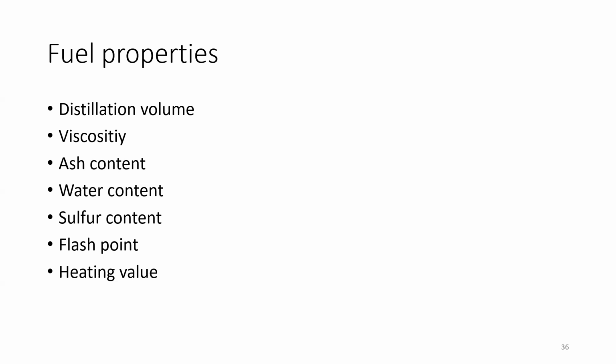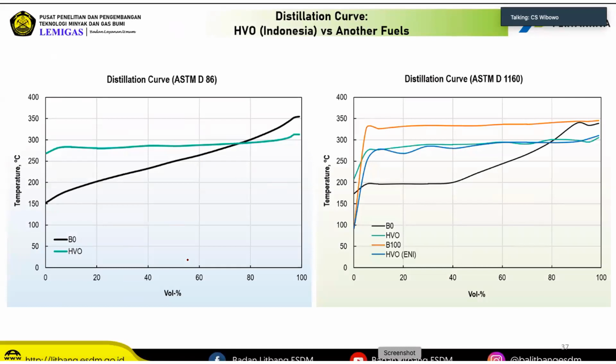I think the complete one is mentioned in the tabulations for the specific type of fuels. It should fulfill the requirements stated by the ASTM. But these 7 criteria are the top priority that must be fulfilled: distillation volumes as well as temperature, viscosity, ash content, water content, sulfur content, flash point, as well as the heating values.